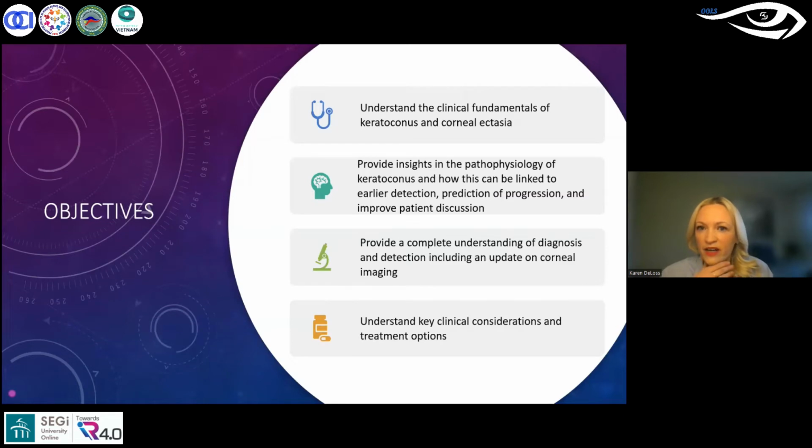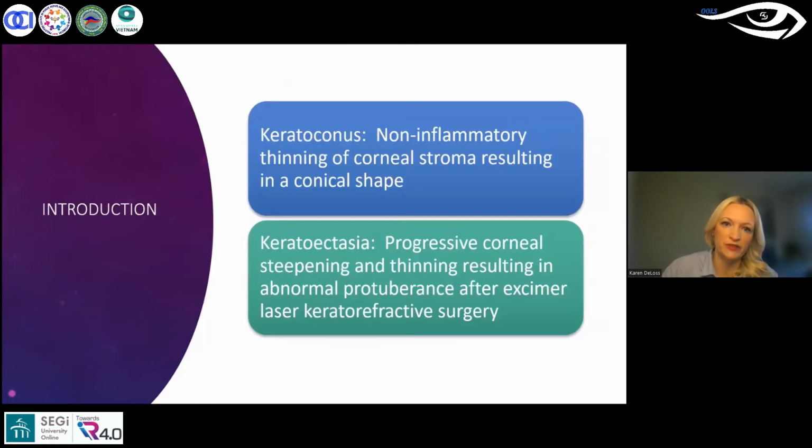The objectives today are for you to have take-home points of understanding corneal ectasia. Sorry, let me just adjust my screen so that I can see. I want you to have a full understanding of keratoconus as well as corneal ectasia, an understanding of the pathophysiology, a complete understanding of the diagnosis and detection with corneal imaging, and to understand key clinical considerations of treatment options.